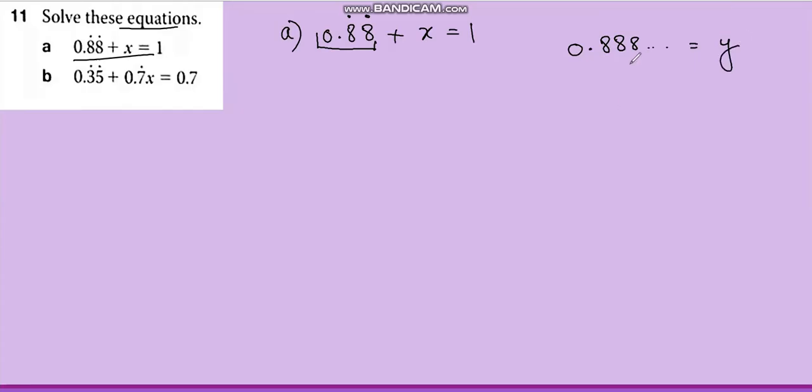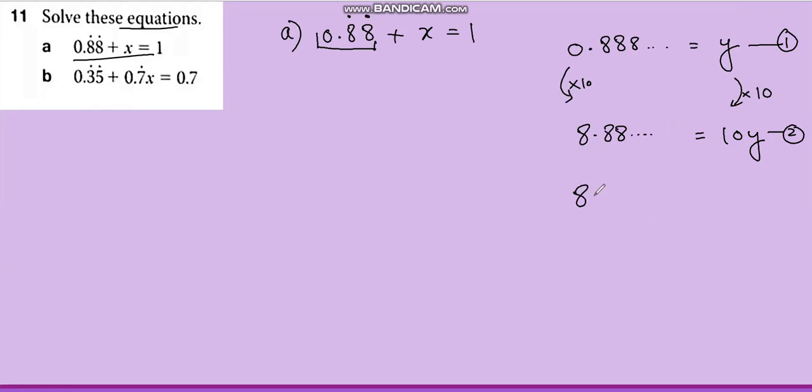We can multiply both sides by 10 to get the same decimal part as we have in equation number 1. So after multiplication, we get 8.888 and so on, and on the right side, we get 10y. Now we can subtract equation number 1 from equation 2. We get 8, because all the decimal part can be subtracted from the decimal part of equation 2, and everything will be removed. And on the right side, we get 9y. And finally, we can divide both sides by 9. We get the fraction as 8/9, meaning 8/9 is equivalent to 0.888 and so on.